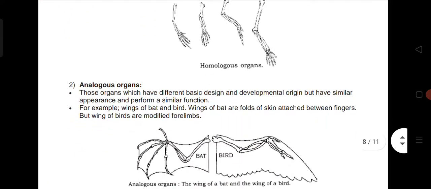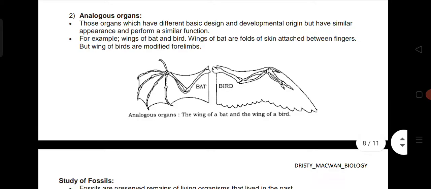Next is the second type, the analogous organs. These organs have a different basic structural design and developmental origin, but they possess the same type of functions as well as the same type of appearance. So this is just the opposite of the homologous organs: they have different basic design as well as developmental origin, but they perform similar functions, and their appearance is also the same.